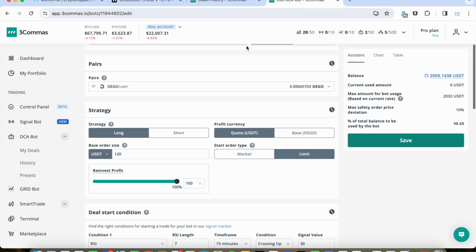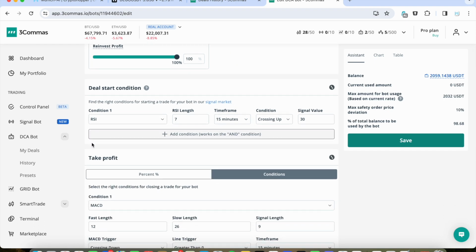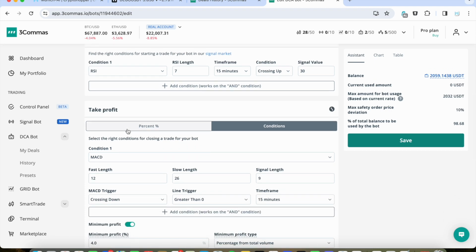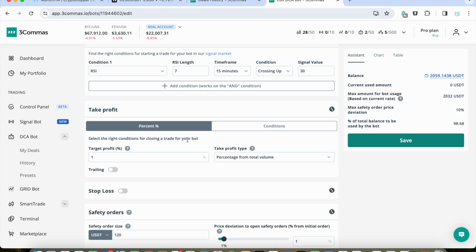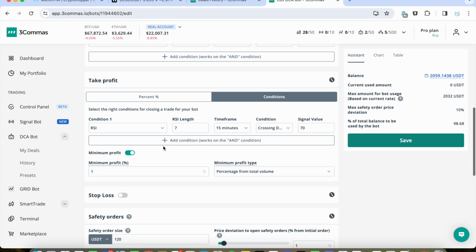This is my bot on DEGO. If we scroll down, you have the deal start conditions, like RSI 15 minutes crossing up, which I explained last time in the video. Then you have take profit. Usually you can use a percentage, and I used 4%. But there's a different way to do this. There are also conditions, which means using an indicator or something other than a percentage.